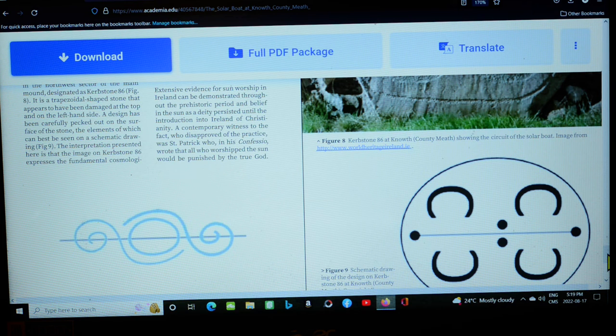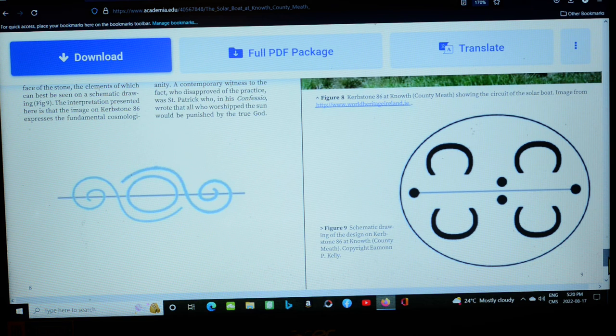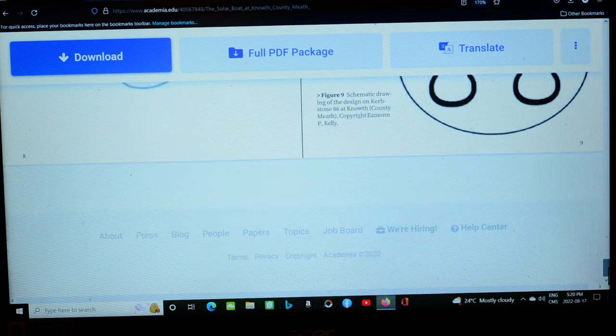A contemporary witness to the fact who disapproved of the practice was St. Patrick, who, in his Confessio, wrote that all who worship the sun would be punished by the true God. Well, we shall see. God is actually responsible for this symbolism, if you believe in a creator of the universe. Kind of ironic that the creator of the universe would punish people for seeing symbolism in the sun.